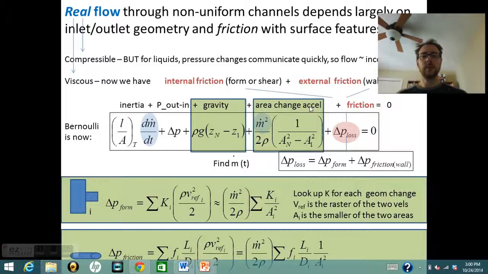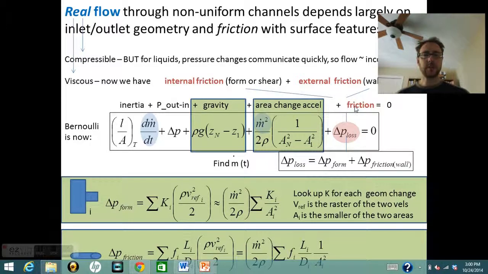And then the fact that we come into the fuel assembly with one area for the flow and then have to squeeze in between the fuel rods, giving us a different area, allows us to calculate the pressure drop due to change in area, or the area change acceleration. Sometimes this is just called an acceleration pressure drop, but it's an acceleration pressure drop due to a change in area.